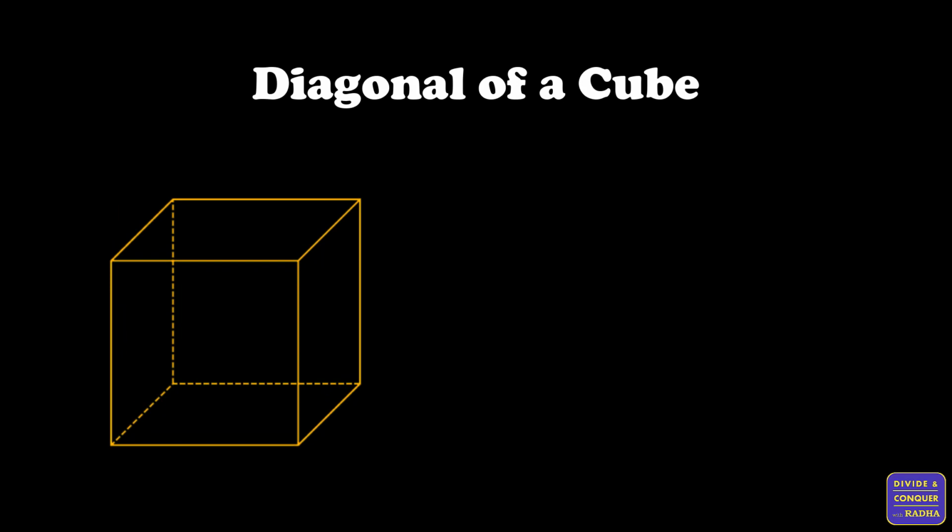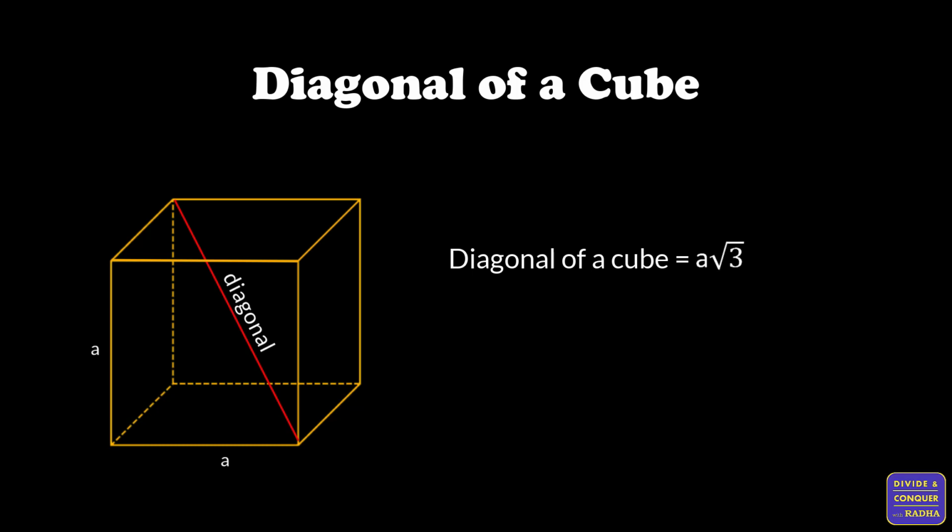Moving on to diagonal of the cube. Diagonal of the cube is calculated using the formula A root 3, where A is the side of the cube and root 3 is substituted using the value 1.732.